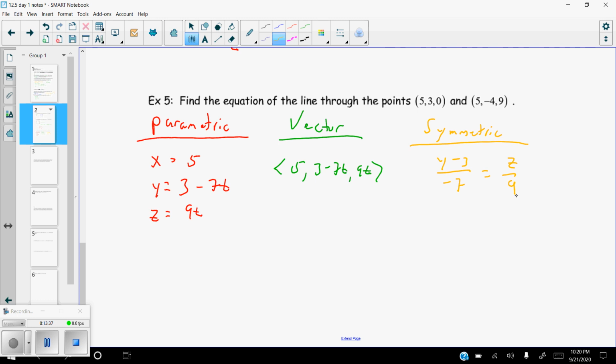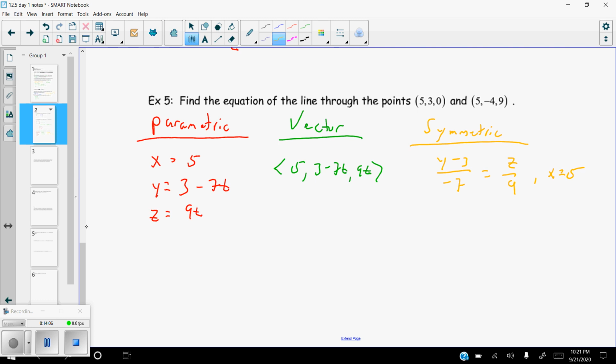The problem is the x part. Can't solve for t. There's no t in there to solve. So the only way you can write this, and this seems kind of like cheating, although it's not, is you just write comma, x = 5. You can't set it equal to the other ones because there's no t value to have it be equal to. So it's just x = 5 off to the side. So that's your symmetric one. And that's really the only reason I wanted to show that example.